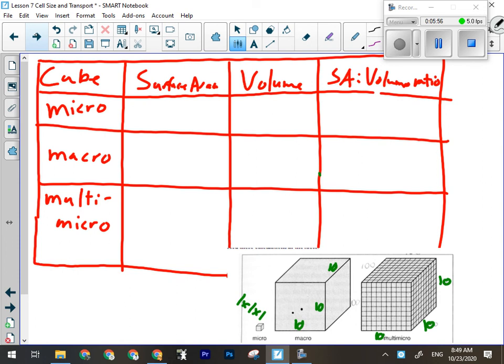We're just going to go through that real fast, and you're just going to write down the numbers. For micro, the dimensions are a cube that is 1 by 1 by 1. We don't really care about the units so much here. Its surface area is going to be 1 times 1, which gives me the surface area of one of the sides. And how many sides does a cube have? 6. 1 times 1 is 1, times 6 is 6. So its surface area is 6 micrometers squared.